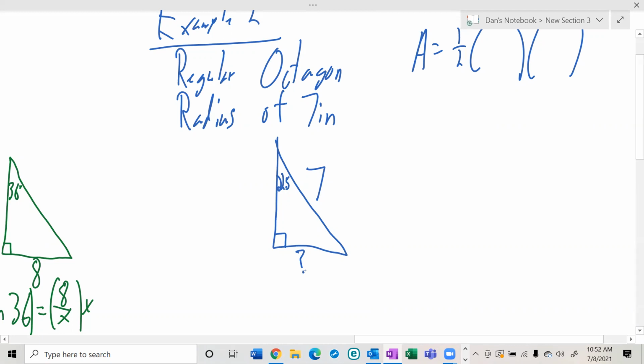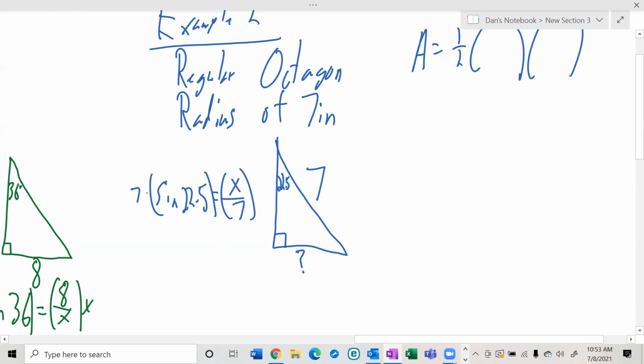Page flipping. Very good. The sine of 22.5 equals... Yeah, you switched them. So we're going to multiply by 7. 7 times the sine of 22.5.